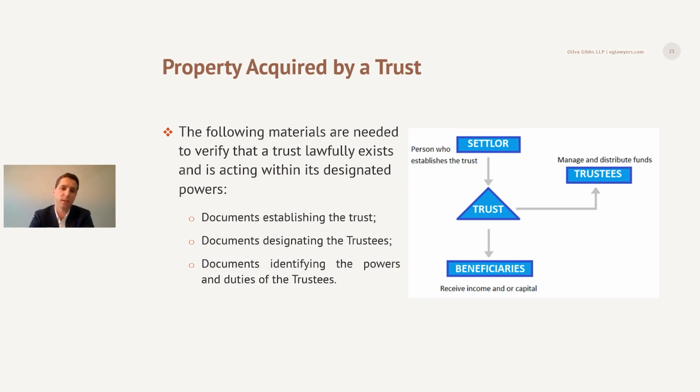Whenever we come across a trust, we have to have certain documents, and those are necessary to make sure that A, the trust lawfully exists, and B, that the trustee is operating within its powers. Because every once in a while, you may come across a trust that may prohibit the sale of oil and gas. And so that's why it's necessary to have documents establishing the trust, documents designating the trustees, and identifying those powers. Normally you'll find all those in one trust document, but again, sometimes it may be piecemealed, especially if there have been amendments to the trust.